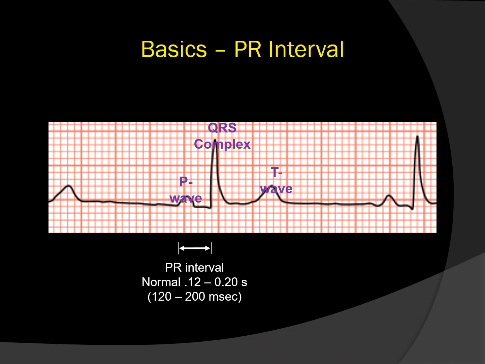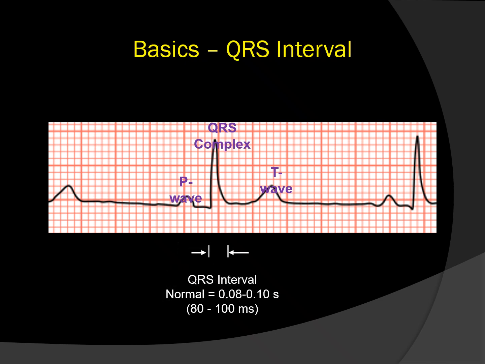The PR interval is measured from the beginning of the P wave to the beginning of the QRS and is normally 120 to 200 milliseconds. The QRS interval measures the width of the QRS complex and ranges normally between 80 and 100 milliseconds.